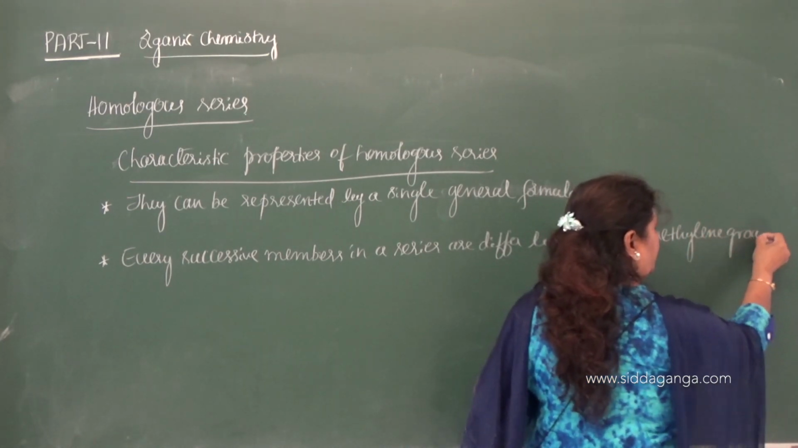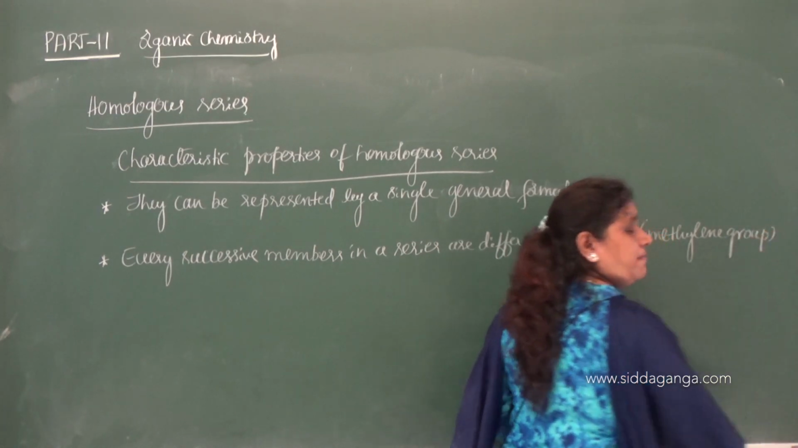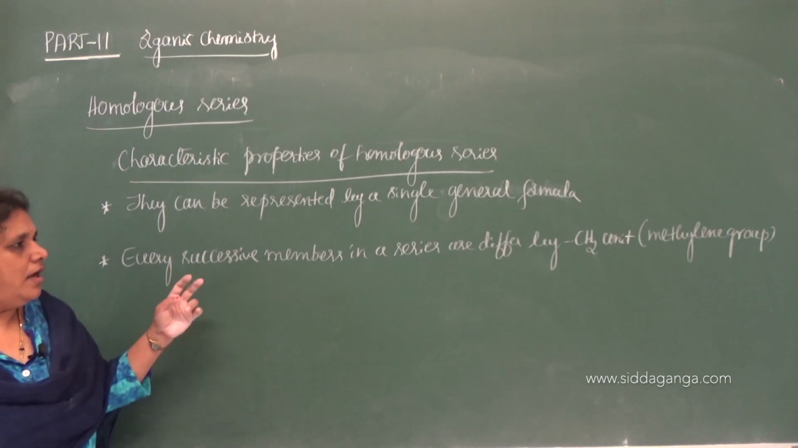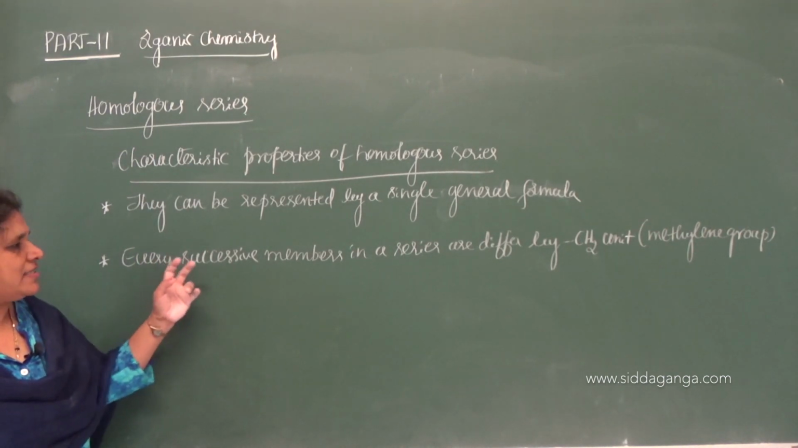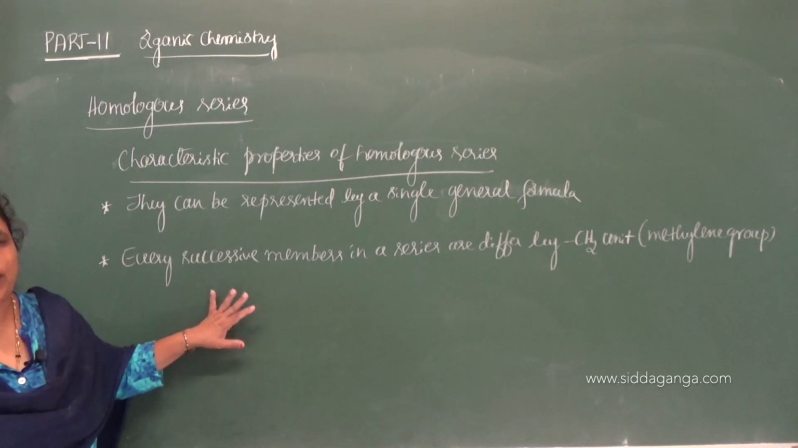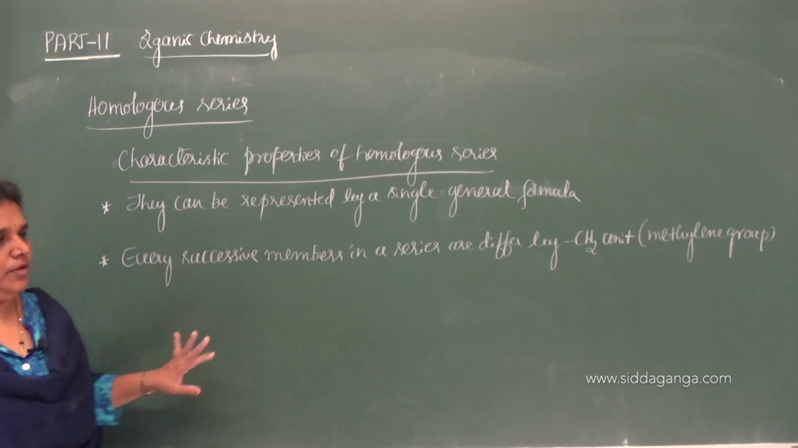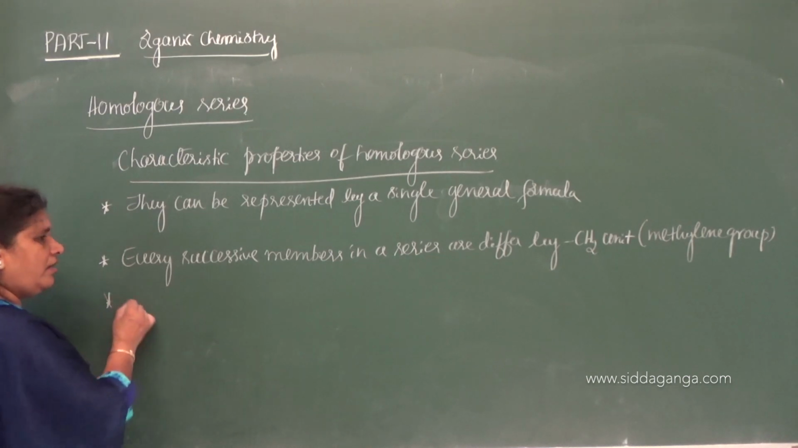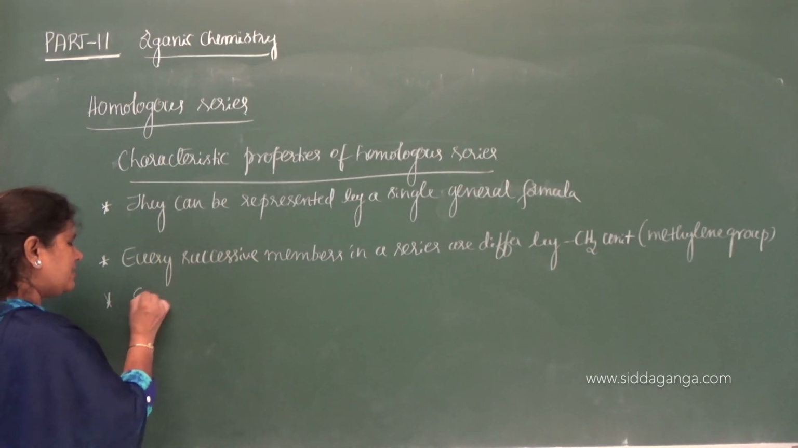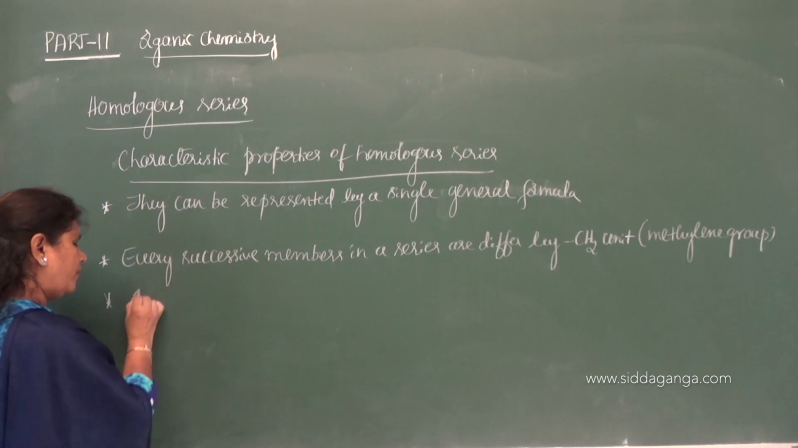Methylene group. It is nothing but methylene group. Every successive members means adjacent members. Every successive members in a series differ by CH2 unit or a methylene group. Now, third one, all the members in a series contain same functional group.